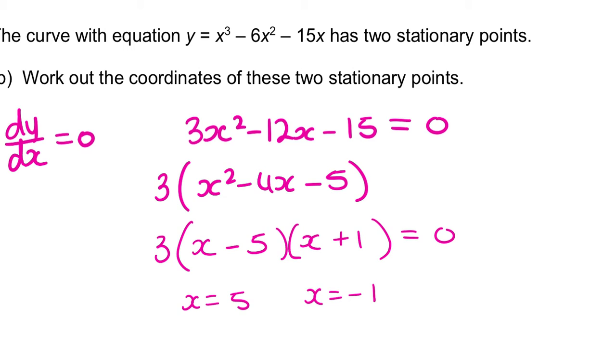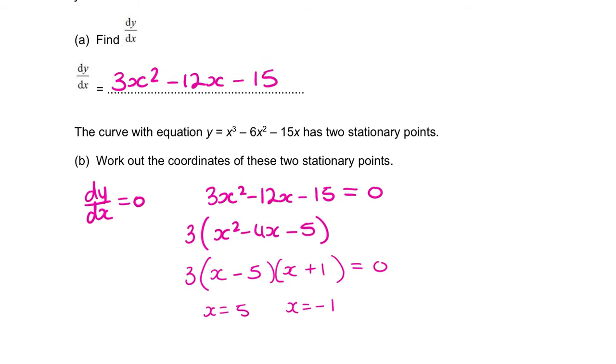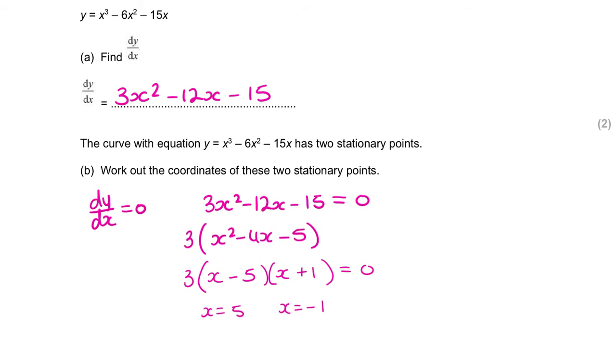Okay? I factored 3 out of all of this. I divided everything by 3, just to make it easier for me to factorise. So now I have my coordinates for x. How am I going to find my coordinates for y? Yeah, I'm going to substitute it into the original equation. So the original equation is y equals something cubed minus 6 lots of something squared minus 15 lots of something. Okay, it's right here. And instead of writing x's, I'm writing this.